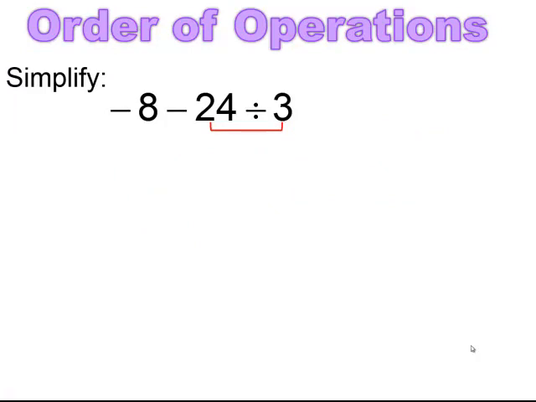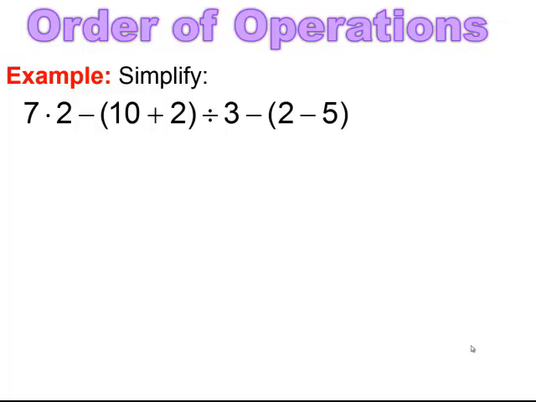So again, you have to do that division first. So I'm going to bring down that negative 8. When I do that division, I end up with a minus 8. And now I need to do the arithmetic with the subtraction, and it's same sign, so I add and keep the sign. My solution here is a negative 16.